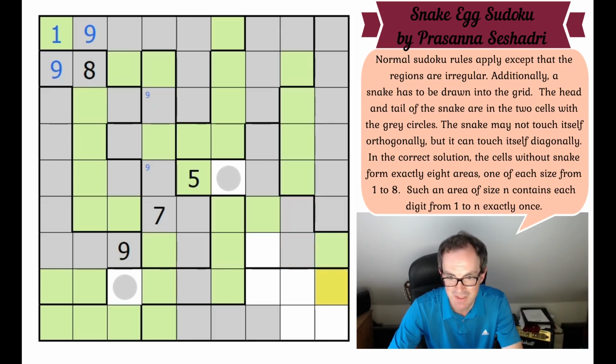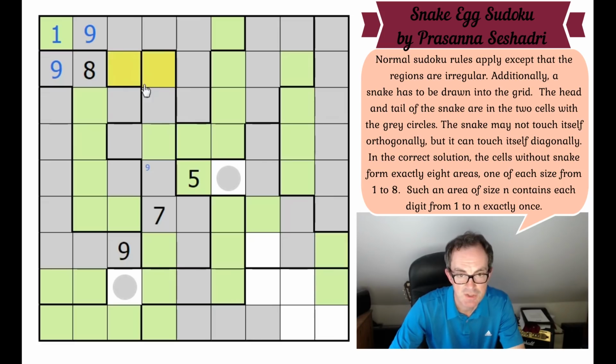That's got to extend. It can't be a 1-cell green region. Oh, look, we've actually got a 2-cell green region up there. Oh, we can fill this in. This is a 2-cell green region, so it's got to contain the digits 1 and 2, but this 1 is in the same shape as that one, so that's a 2, that's a 1.